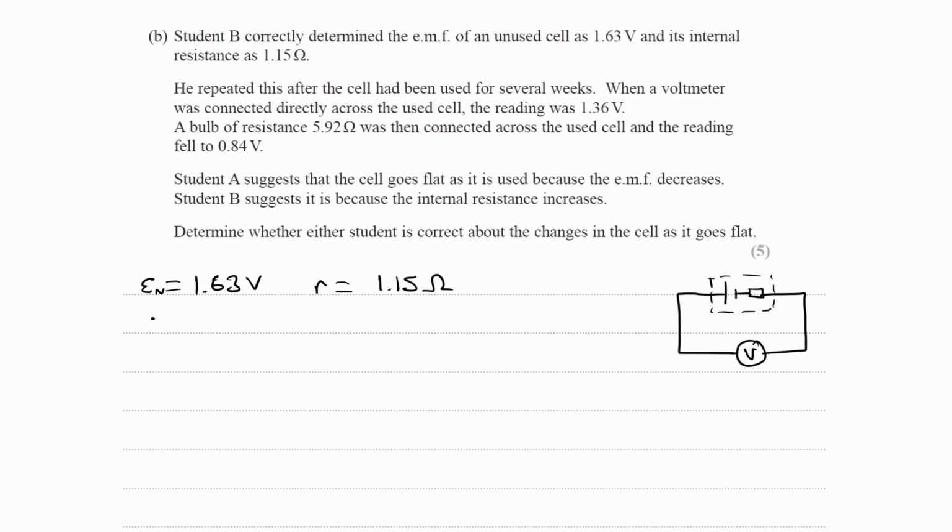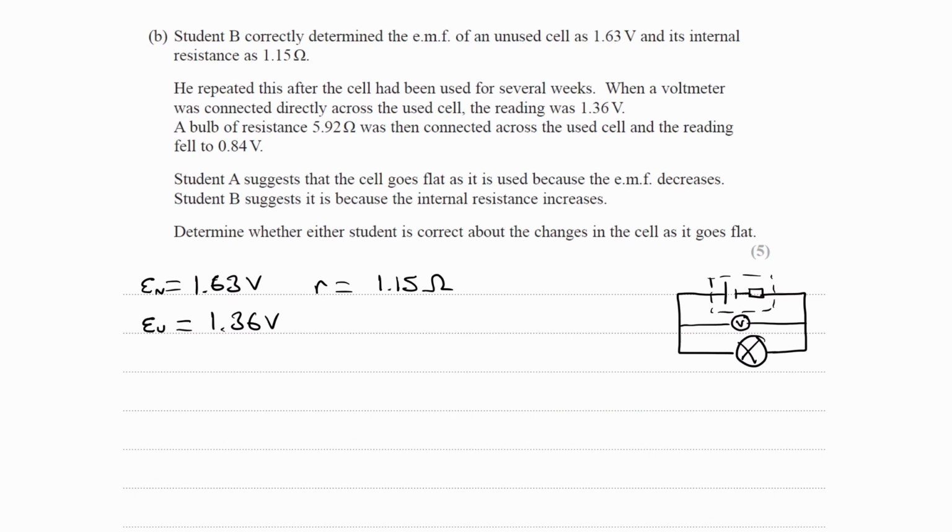So our new EMF, which I'm going to call epsilon U for the used cell, is equal to 1.36 volts. The EMF has decreased. It then says a bulb of resistance is connected across the used cell and the reading fell to 0.84. So let's change this circuit. I'm going to change this; that's now our bulb. And then we have our voltmeter, which is connected across the cell. Connecting a voltmeter across the cell is the same as connecting it across the bulb. You measure the exact same voltage.